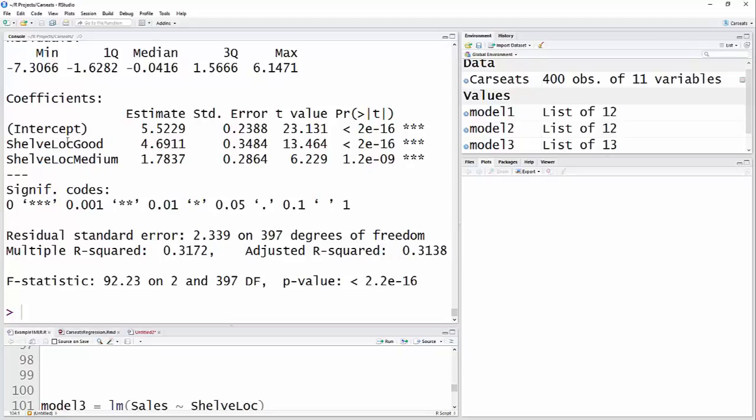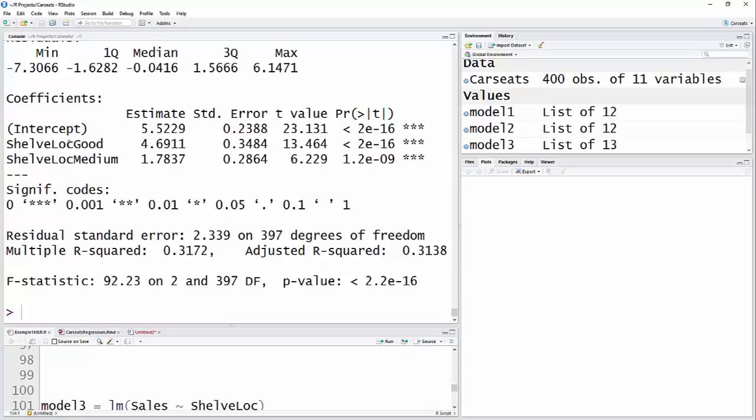In this case, that's the bad shelf location. And this is in thousands of units. So at the bad locations, you would have about 552 sales. Now, if you moved up to a medium shelf, what that means is that you would get 1.78 more than the reference group. So 5.52 plus 1.78 would be the average or mean that you would get for the medium shelf location.